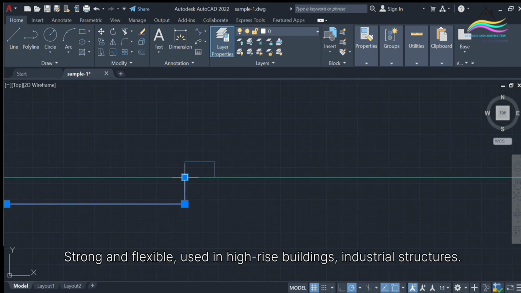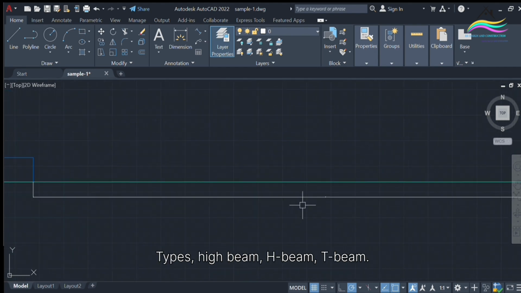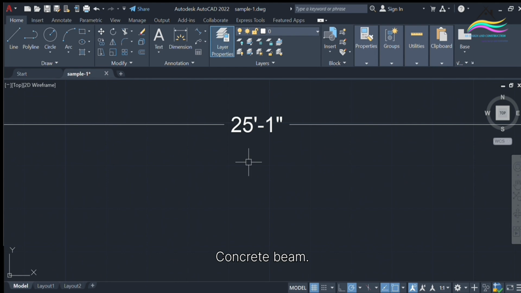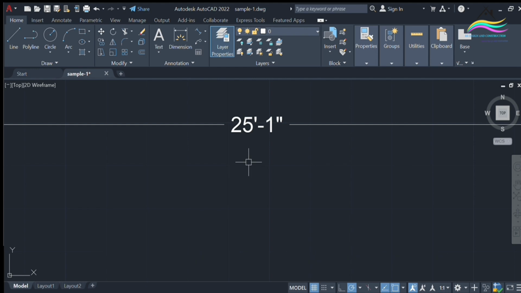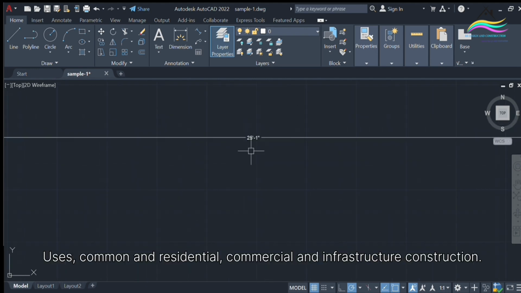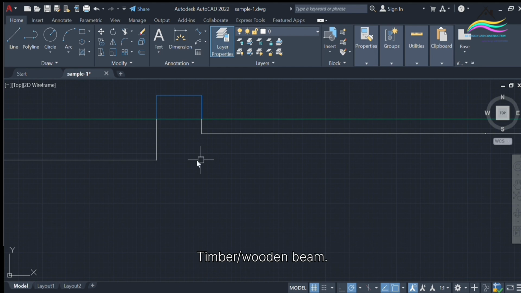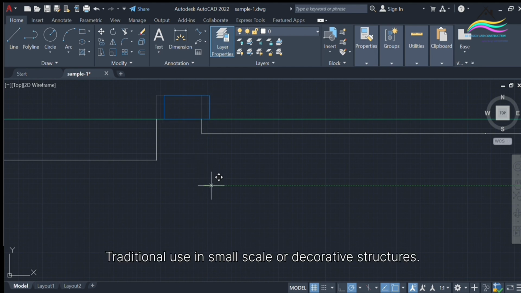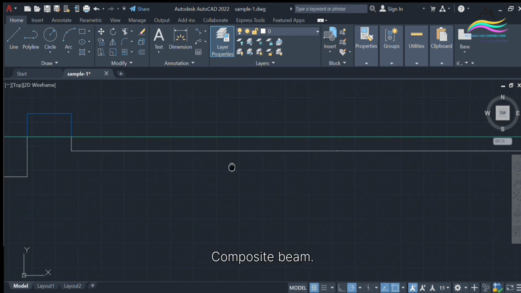Strong and flexible, used in high-rise buildings, industrial structures. Types, I-beam, H-beam, T-beam. Concrete beam. Often reinforced with steel bars, RCC beams, or pre-stressed. Uses, common in residential, commercial, and infrastructure construction. Timber or wooden beam. Traditional use in small-scale or decorative structures. Uses, wooden houses, cottages, old bridges.